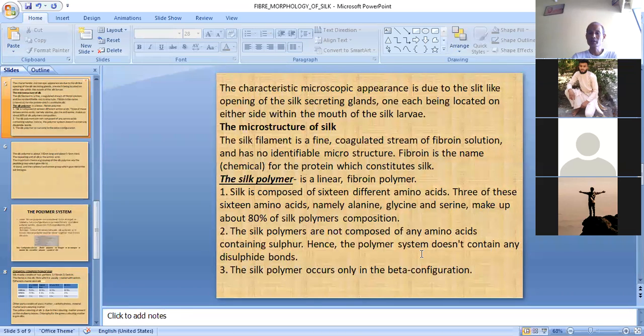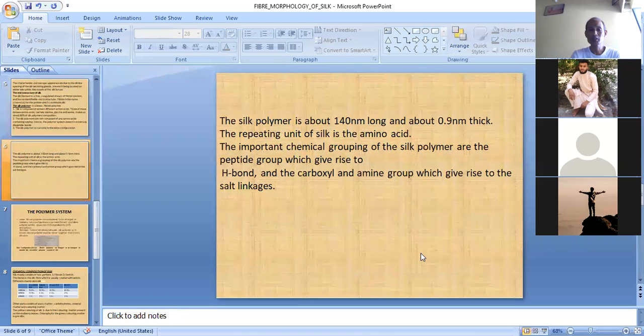The silk polymer occurs only in the beta configuration. वूल के अंदर कौन सा कॉन्फ़िगरेशन था? अल्फा कॉन्फ़िगरेशन. Here beta configuration. बीटा कॉन्फ़िगरेशन कैसा होता है वो हम नेक्स्ट स्लाइड में देखते हैं. The silk polymer is about 140.